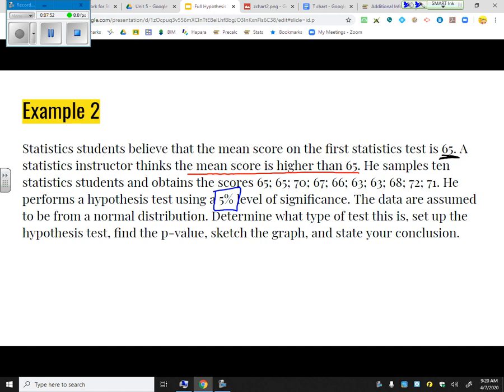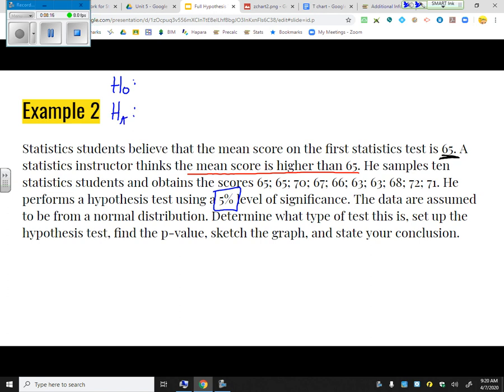Okay, the data are assumed to be a normal distribution. Determine what type of test it is, set up the hypothesis, p-value, sketch a graph, state your conclusion. Those are all things I'm going to be looking for on this. So I'm going to go ahead and set up my hypothesis test first. So I've got my H0. I got my alternative hypothesis.